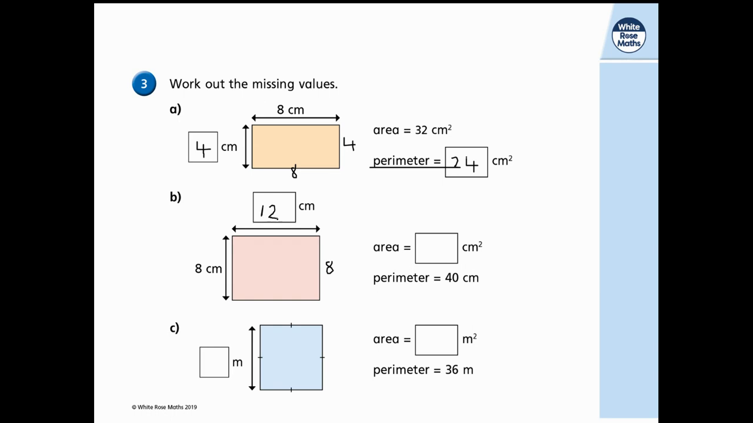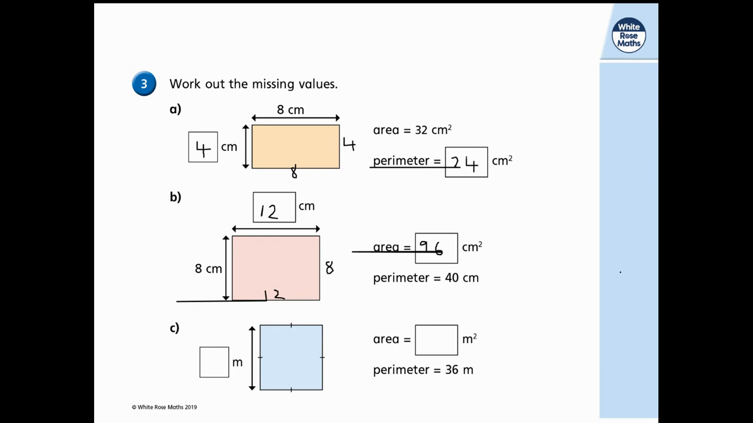So what's half of 24? 12. So if that was 12 and that was 12, I'd have 12 add 8 is 20. So 8 add 12 is 20. 20 add 20 is 40. So the area would be 12 times 8, 96. Well done if you got that one right.